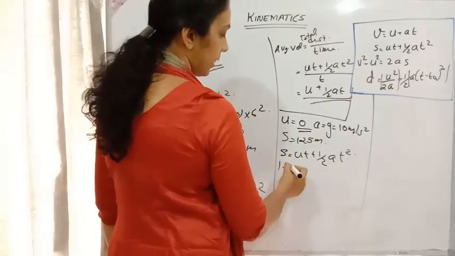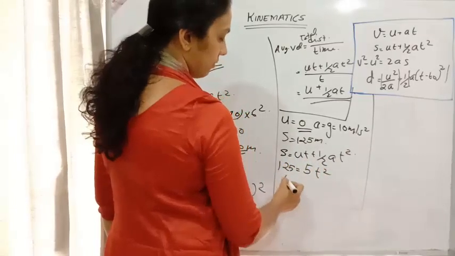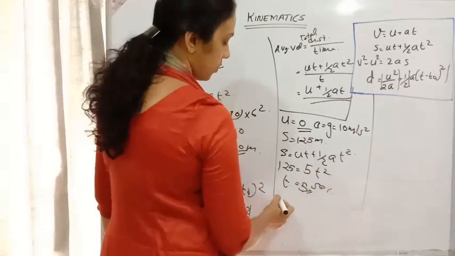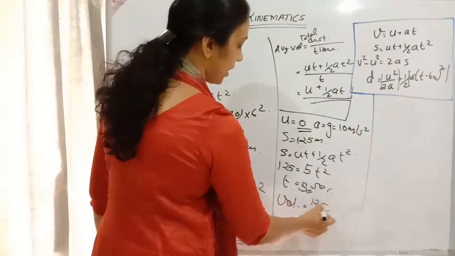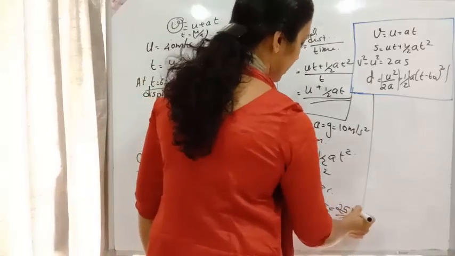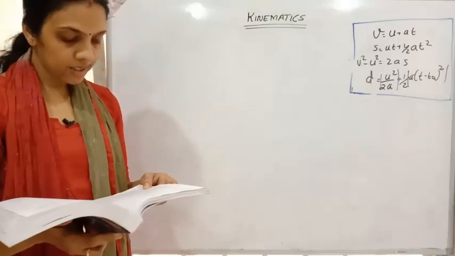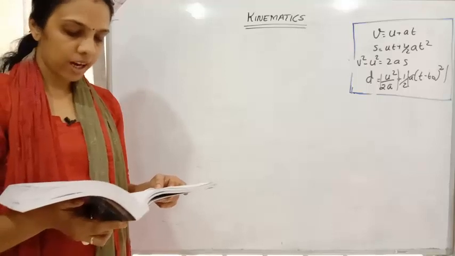Therefore 125 equals 5t square. Therefore t equals 5 seconds. So average velocity will be equal to total distance traveled divided by total time, 25 meter per second.